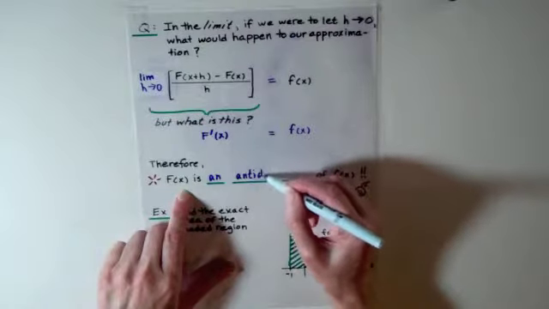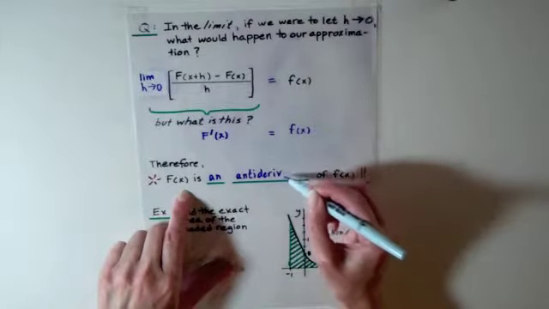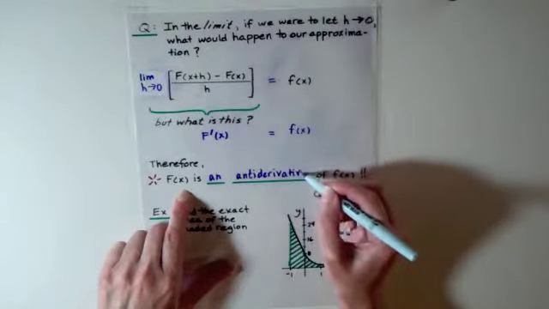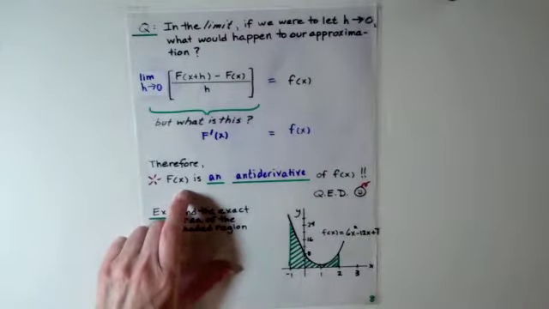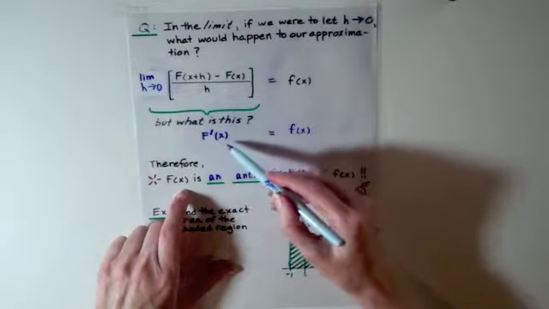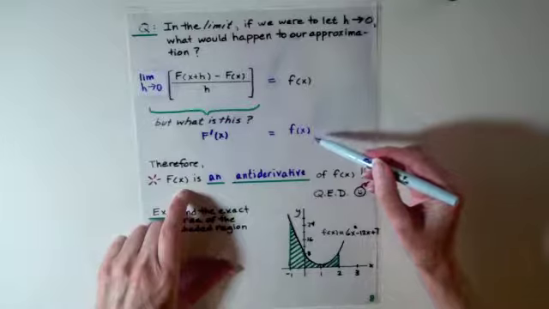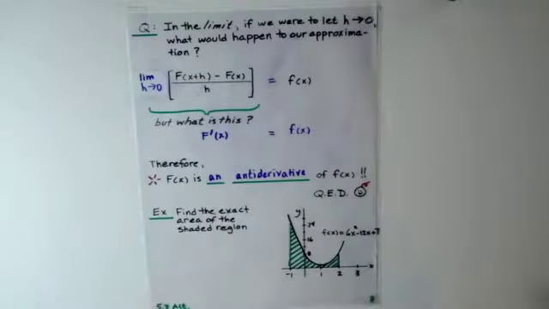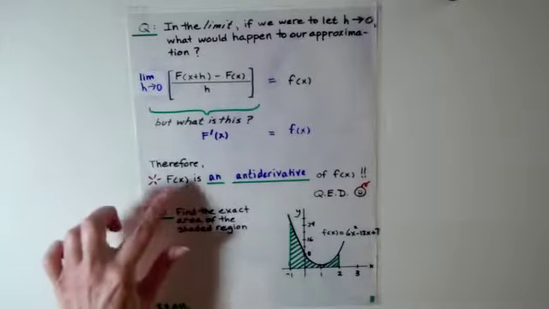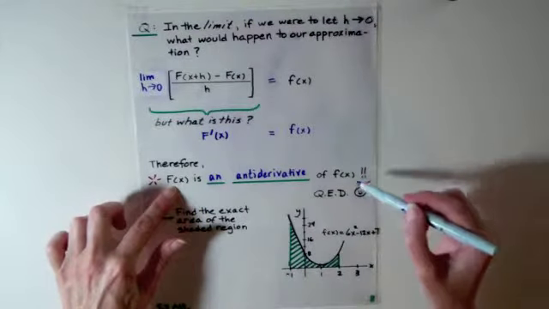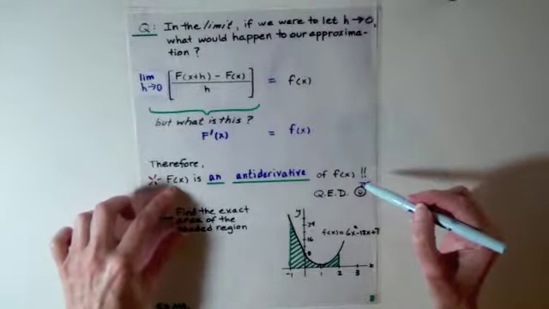antiderivative of little f of x. It's the function whose derivative is equal to little f of x. And that was the second step of our proof. That's what we wanted to show, was that capital F of x was an antiderivative of little f.